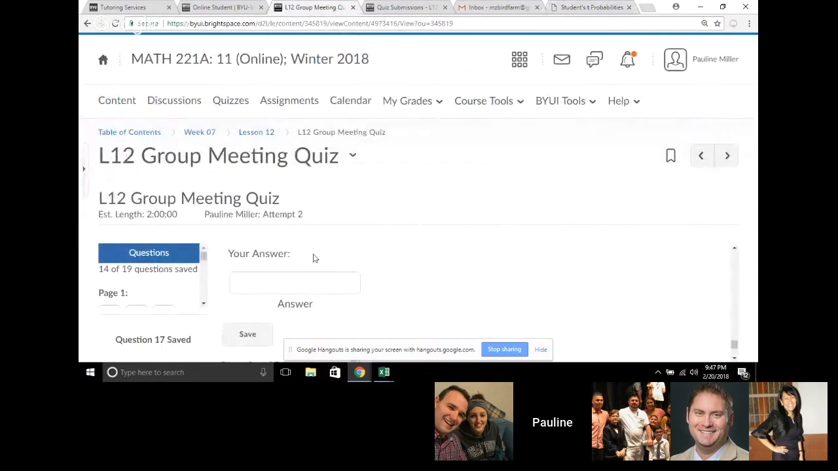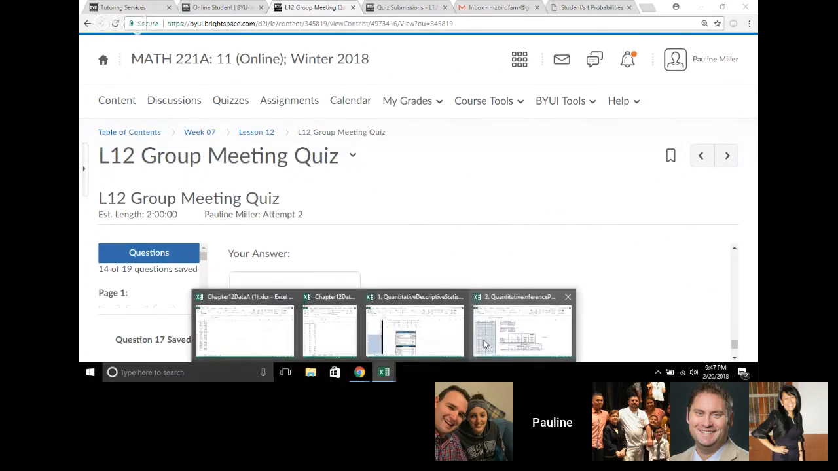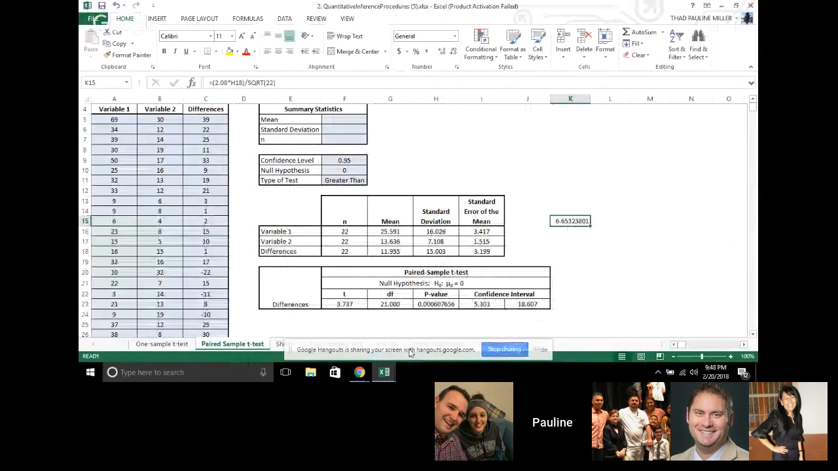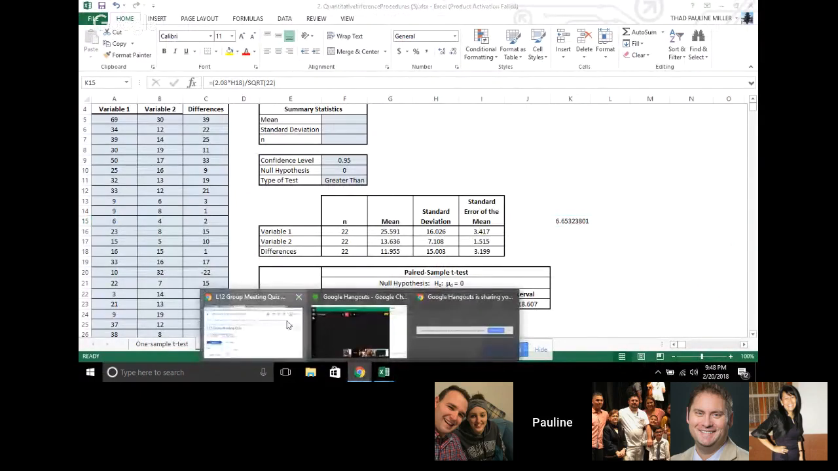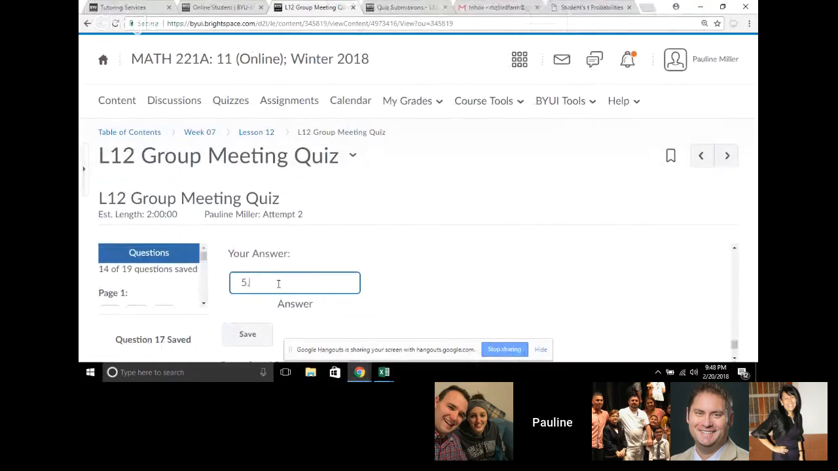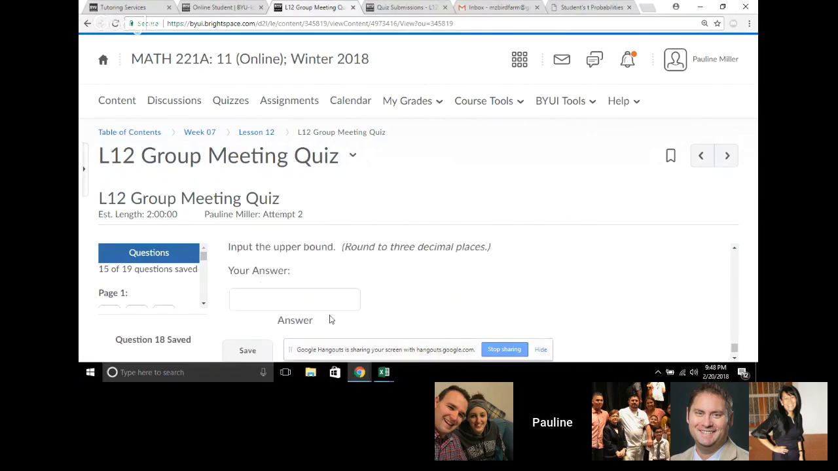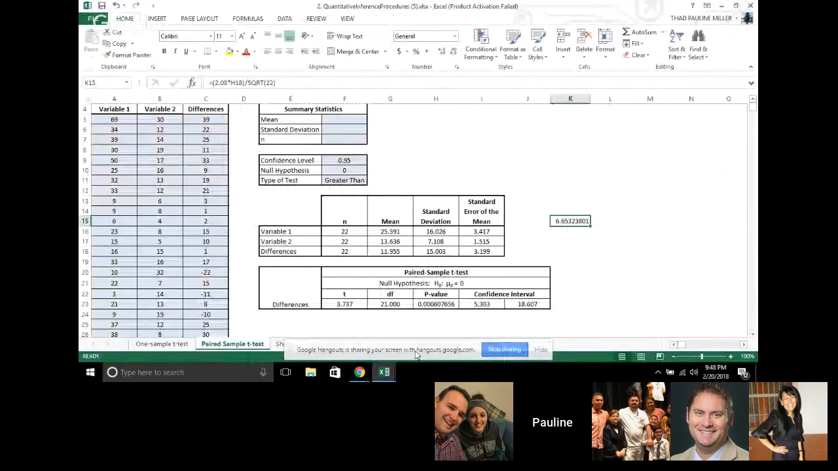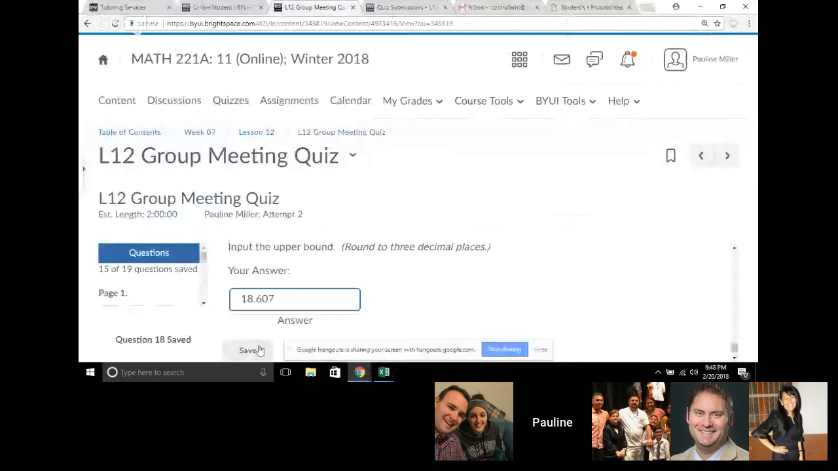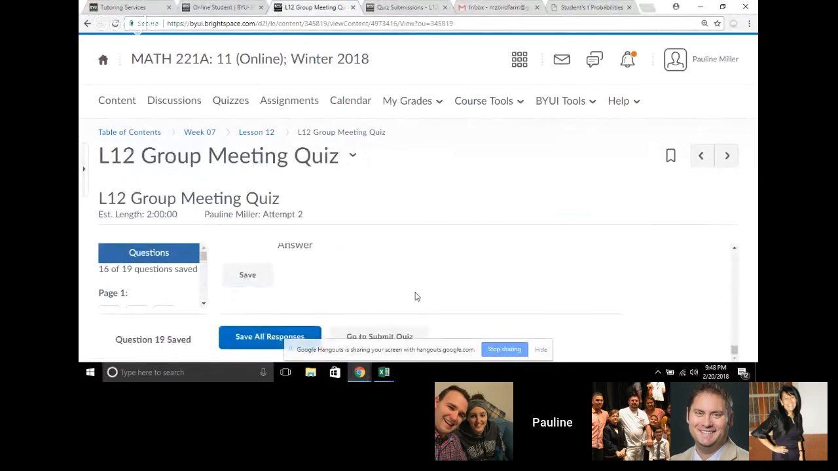And so then what are we on? We're on the lower bound. So that was 5.303. And then the upper bound is 18.607. That's what it is, 18.607. And then are we done? I think so. I'm submitting.